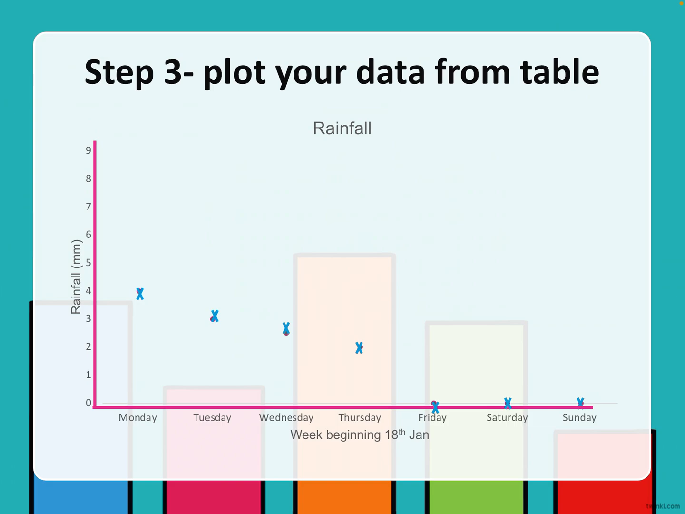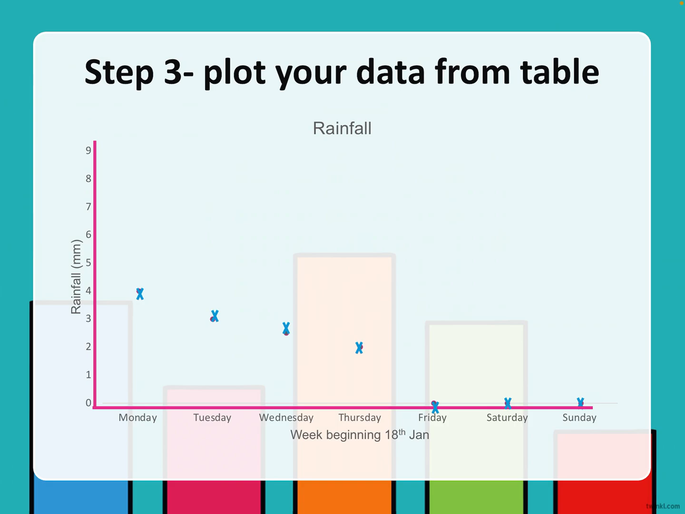Step 3 is to plot your data from the table. So I will show you in another slide my data on the table. So I created a table to write down how many millimetres of rain there was each day. So on Monday there was 4 millimetres, on Tuesday there was 3.5, on Wednesday there was 3, on Thursday there was 2, and on Friday, Saturday and Sunday there were 0.